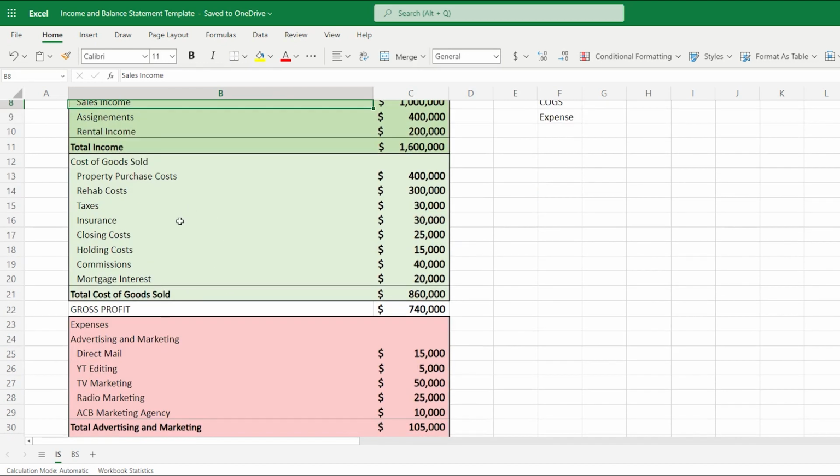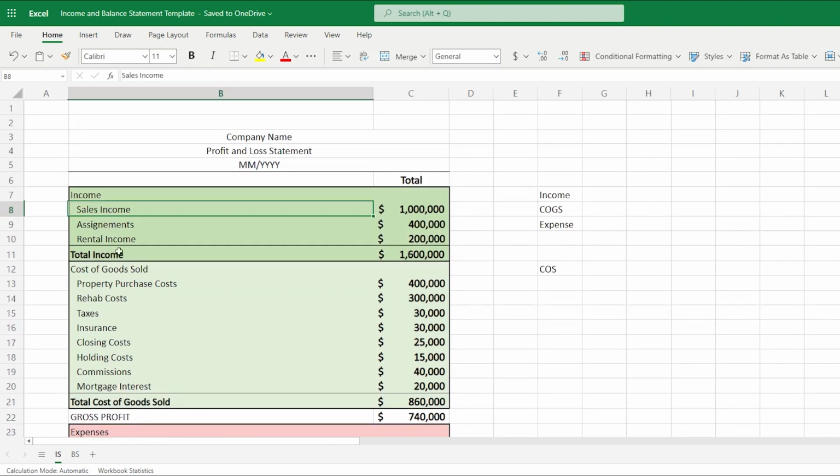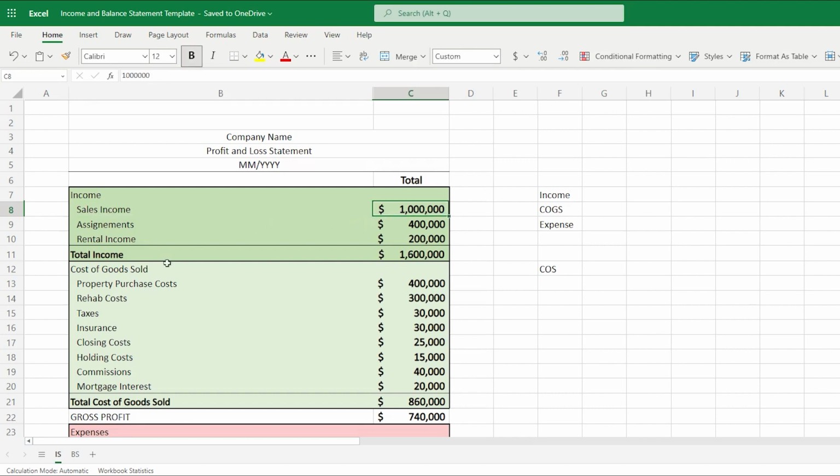Now, cost of goods sold can be tricky. Cost of goods sold is also referred to as cost of sale. All right. Cost of sale is another concept. And what this means is essentially how much money did I need to spend in order for me to make this income? So let's think about this. If we were going to do a flip here, right? This is our sales income. We're trying to make $1 million doing a flip. What are some of the things that we need to do in order to get that flip complete?